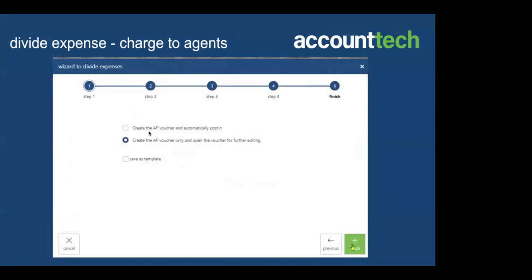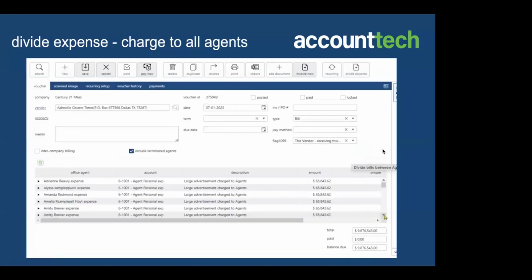And again, you have the option of having that AP voucher posted or left open for further editing. And then you just click finish. And here we have the vendor Asheville Citizen Times, and these agents are all sharing the same amount. So everybody's getting charged for $65,000. I don't know if they'd be happy with that.